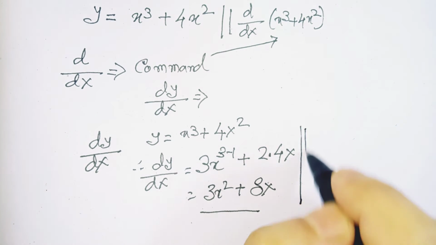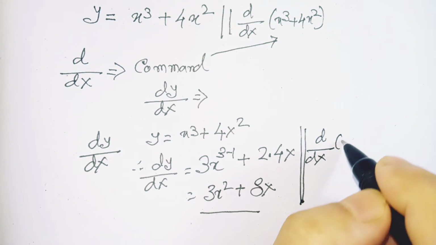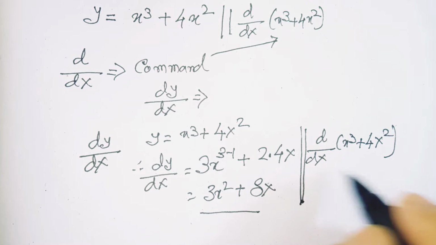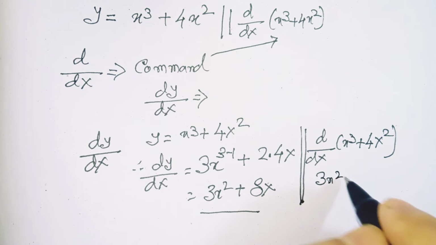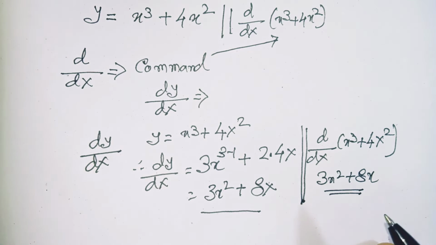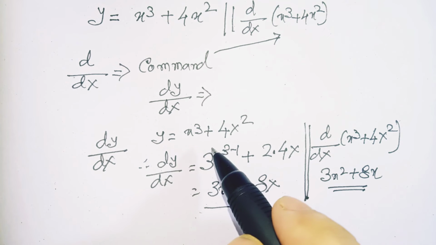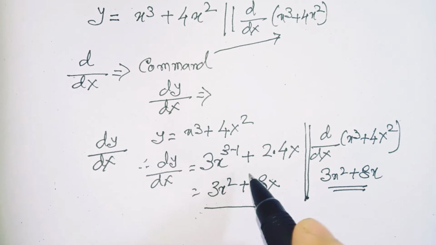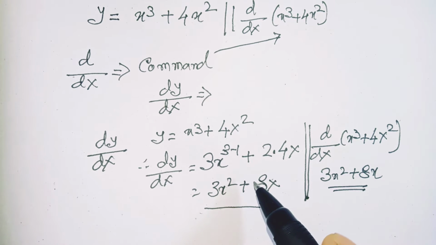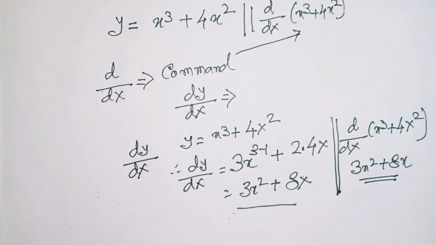If I take a similar example and solve it by d by dx of x cube plus 4x squared, we also get the same thing: 3x squared plus 8x. So d by dx tells what to do: differentiate the function x cube plus 4x squared. And dy by dx is basically a statement, that means it shows the derivative with respect to x is this one. Let me use a fresh paper for this.